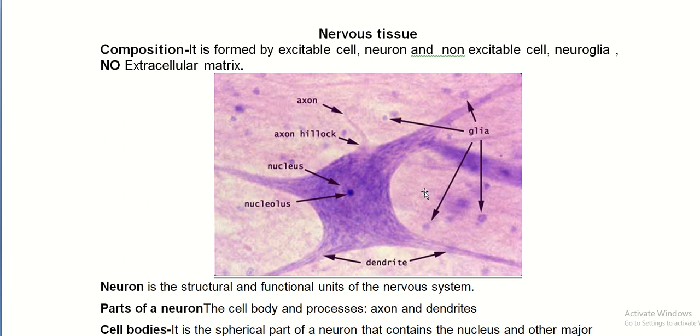So, what is this structure? This net-like pinkish structure is nothing but the processes of neurons and neuroglia. Some students confuse this area with extracellular matrix. No, this is the processes of the neurons and neuroglia.